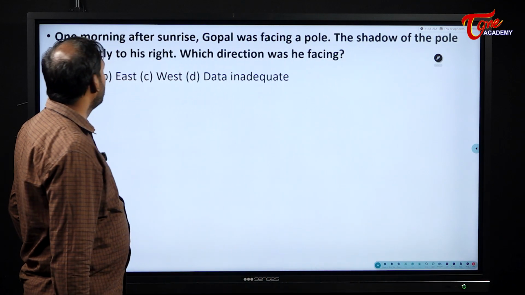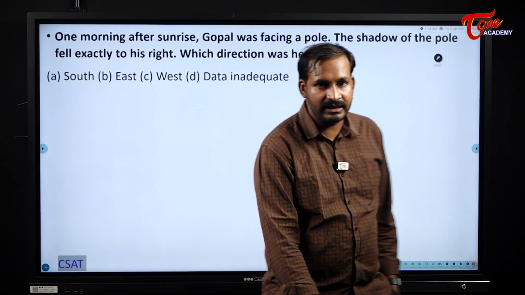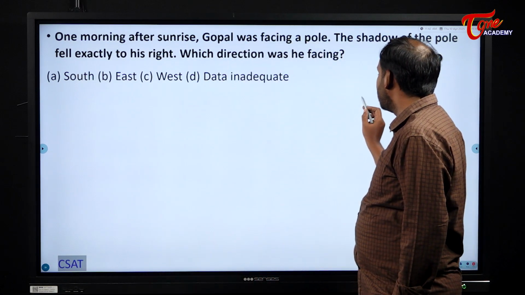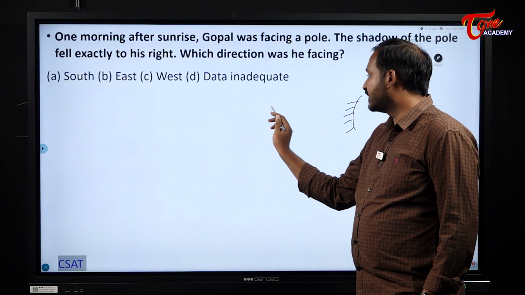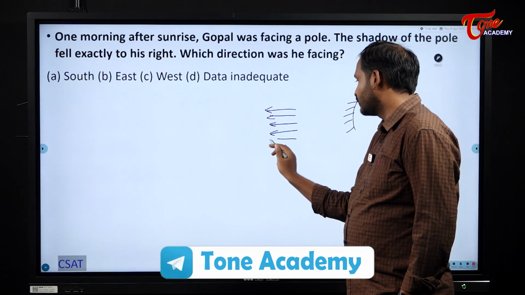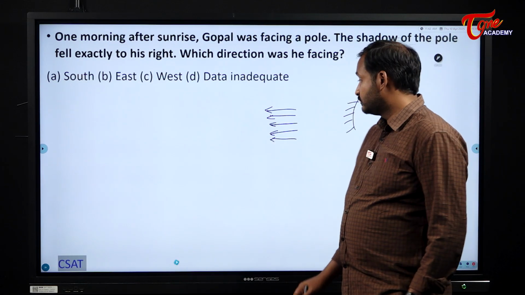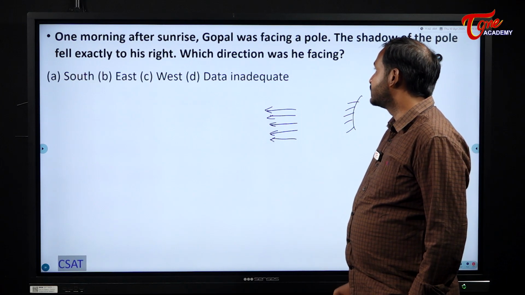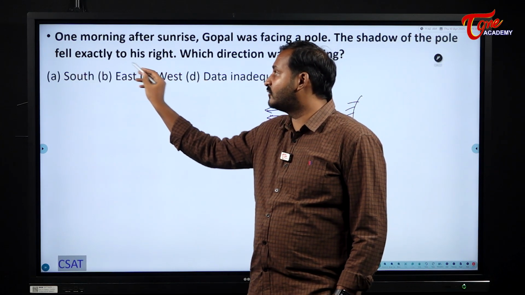Next one. One morning after sunrise. See, during the morning hours, where will the sun be? The sun will be in the east and shadows will fall in this direction. In the morning hours, the shadows will fall in this direction. Okay, good. Gopal was facing a pole. Till now we don't know more. The shadow of the pole fell exactly to his right.